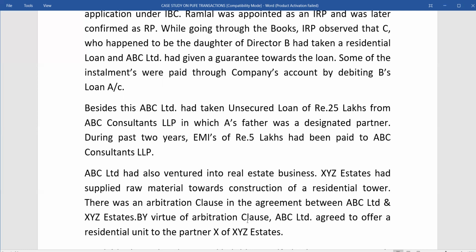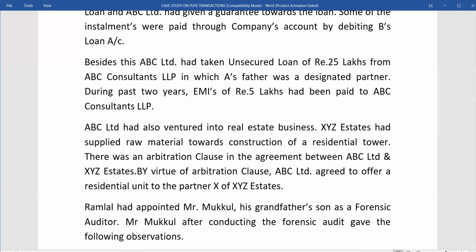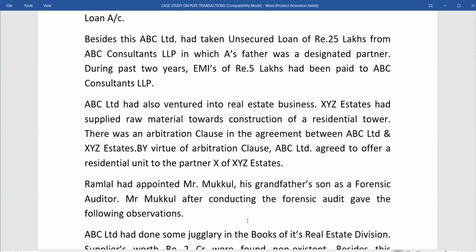ABC Limited had also ventured into real estate business. XYZ Estates had supplied raw materials towards construction of a residential tower. There was an arbitration clause in the agreement between ABC Limited and XYZ Estates. By virtue of the arbitration clause, ABC Limited agreed to offer a residential unit to the partner of XYZ Estates. So this is another transaction.